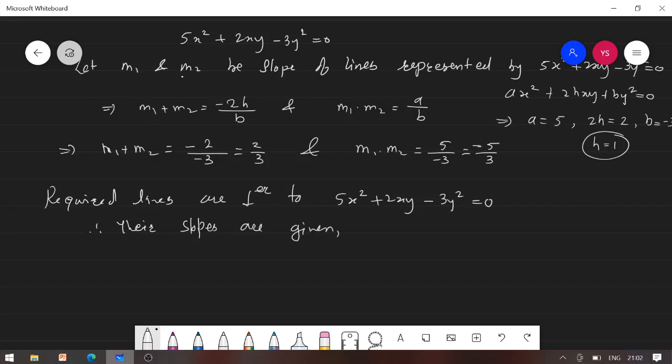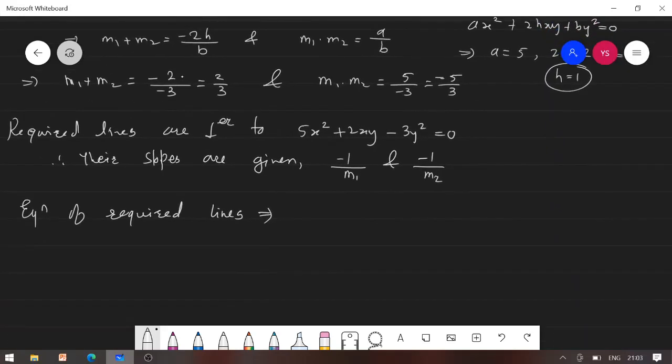So once the lines are perpendicular, their slopes are negative reciprocals of each other. So the first line has slope minus 1 upon m1, and the second line has slope minus 1 upon m2. The equations of the required lines, passing through the origin and having slopes minus 1 upon m1 and minus 1 upon m2, are of the form y equals minus 1 upon m1 times x and y equals minus 1 upon m2 times x.